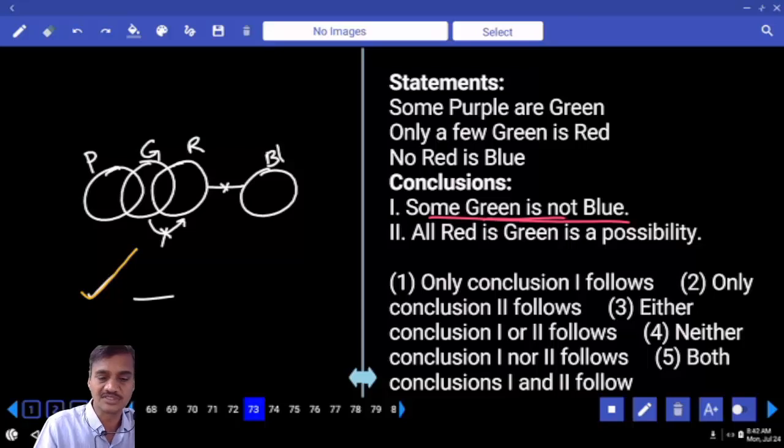Then the second, all red is green, is false. This entire red is a part of green. Yes, hence it is possible. What is your answer? Both 1 and 2, choice five, question number 73.